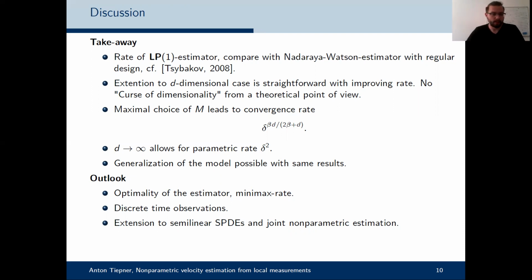And what are the next steps we would like to show or do? Well, first of all, it would be very nice to prove that our estimator is optimal, meaning that we have a minimax convergence rate. So this basically requires to prove a lower bound. Secondly, we could work with another observation scheme. So we would have discrete time observations instead of continuous ones. And we can ask questions like, under which conditions can we get the same convergence rate and so on.